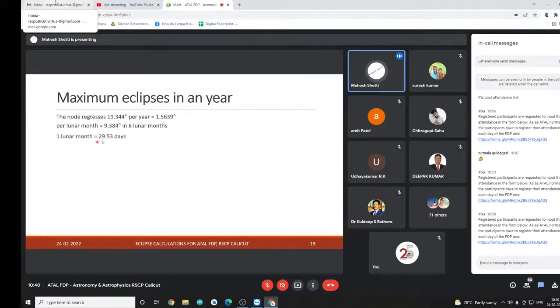So 1 lunar month is 29.53 days. 12 lunar months is 354.4 days. You just multiply with 12. Keep correct number of significant digits.